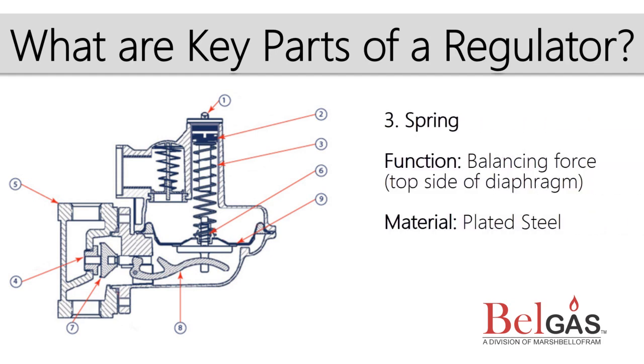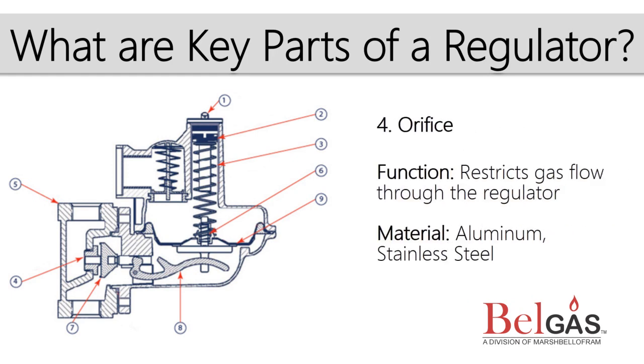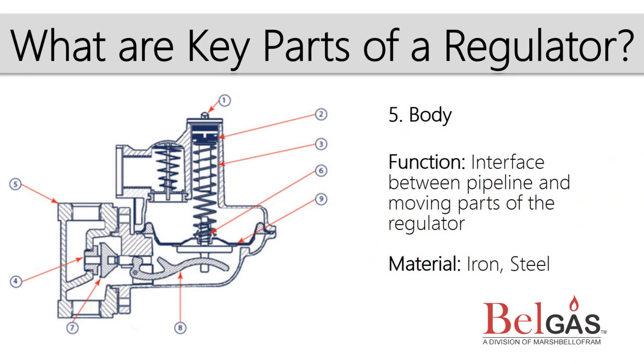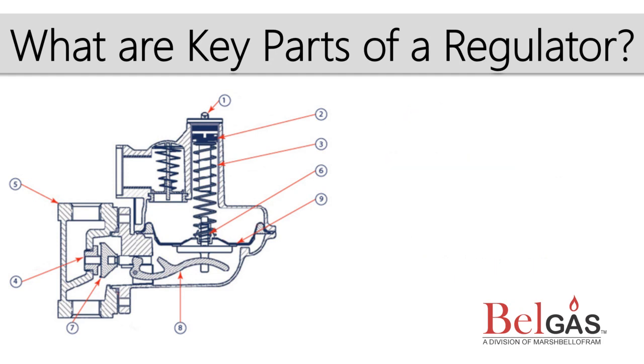The spring is the force-generating element which balances the downstream pressure on the opposite side of the diaphragm. The orifice is the restricting element that helps fine-tune the size of the regulator in relation to the application conditions. The regulator body is the physical connection point of the regulator to the pipeline. There is typically an inlet, where the high pressure comes in, and an outlet, where the lower pressure goes out.